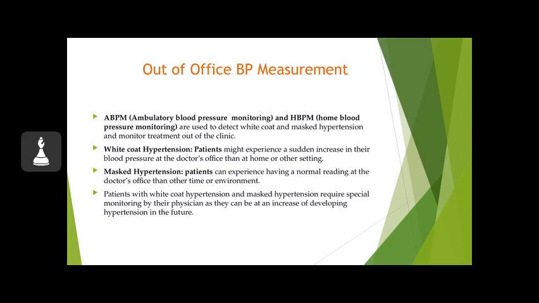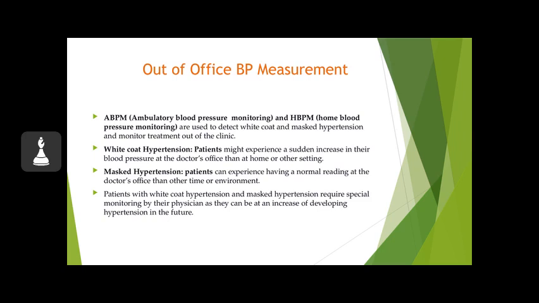Out of office blood pressure measurement. Ambulatory blood pressure monitoring, which is 24-hour monitoring, and home blood pressure monitoring are used to detect white coat and masked hypertension and to monitor treatment out of the clinic. These two monitoring methods allow the physician to evaluate the patient's blood pressure based on multiple measurements or extended time outside the clinic, which can show the overall condition of the patient.